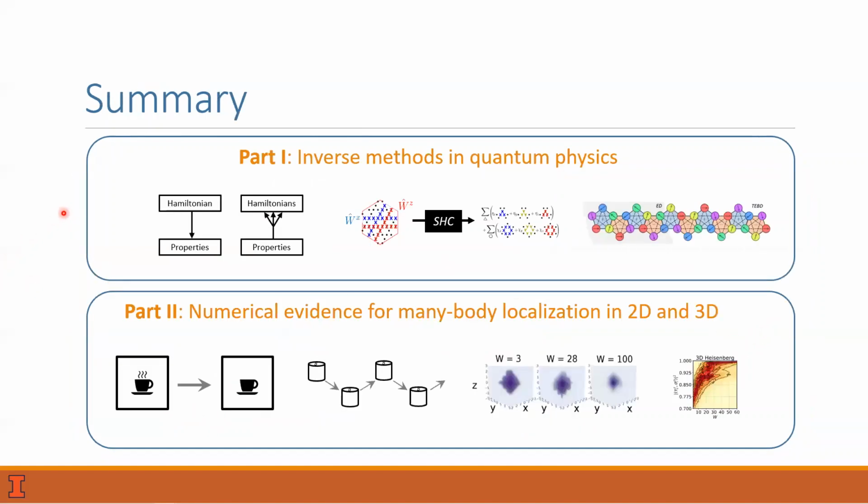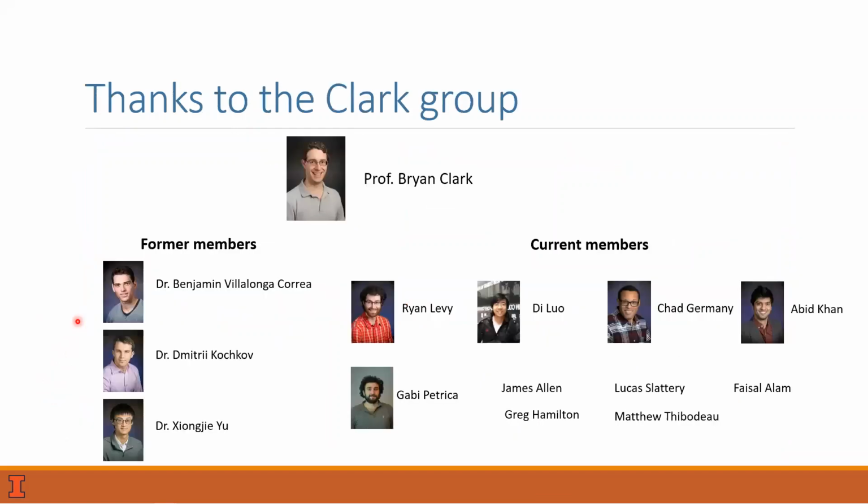And so to summarize, in the first part, I talked about these inverse methods that we developed for finding Hamiltonians with certain properties. And the second part talked about this numerical study I did of many-body localization in 2 and 3 dimensions. And so I'd like to thank Brian for being a great mentor, and everyone in my group for all the wonderful conversations we've had over the years.